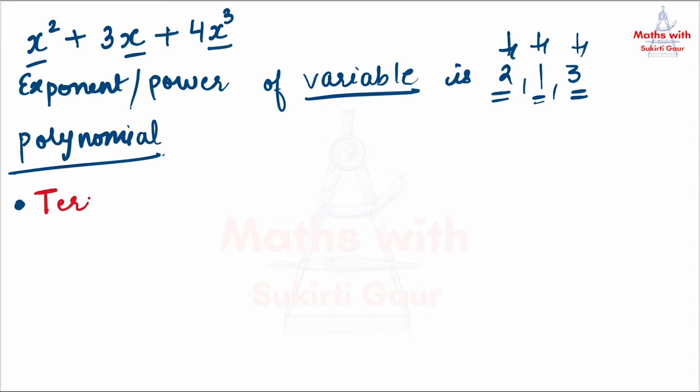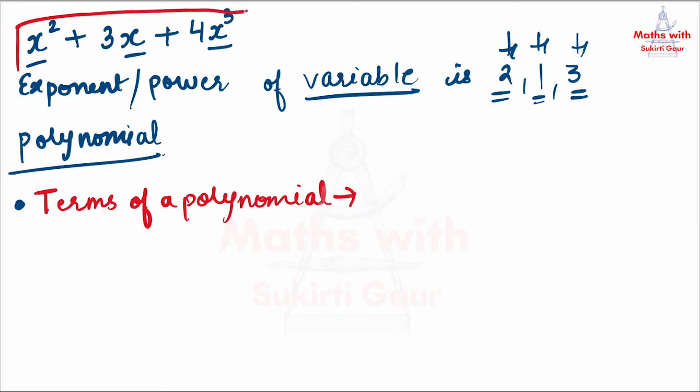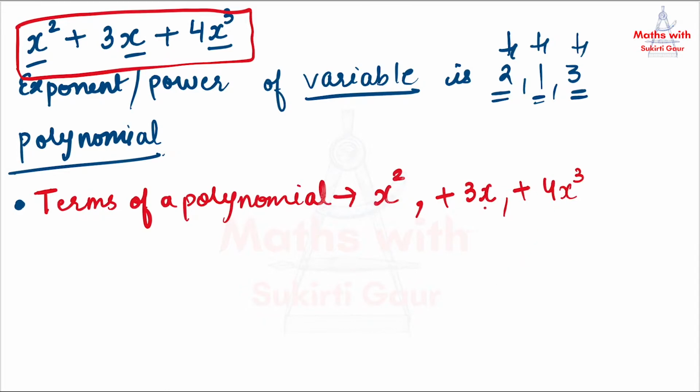Now, what do we mean by terms of a polynomial? In this algebraic expression I took over here, there are 3 terms. They are x square, the second term is plus 3x, and the third term is plus 4x cube. The number of terms in this polynomial is 3. I hope you understood what terms of a polynomial are.